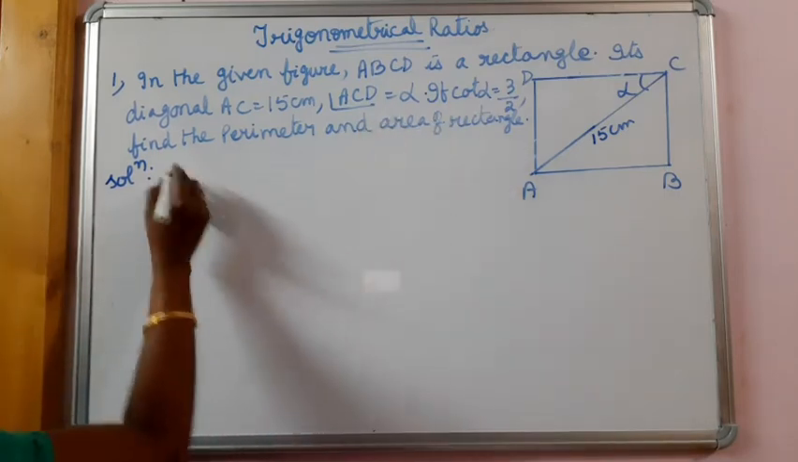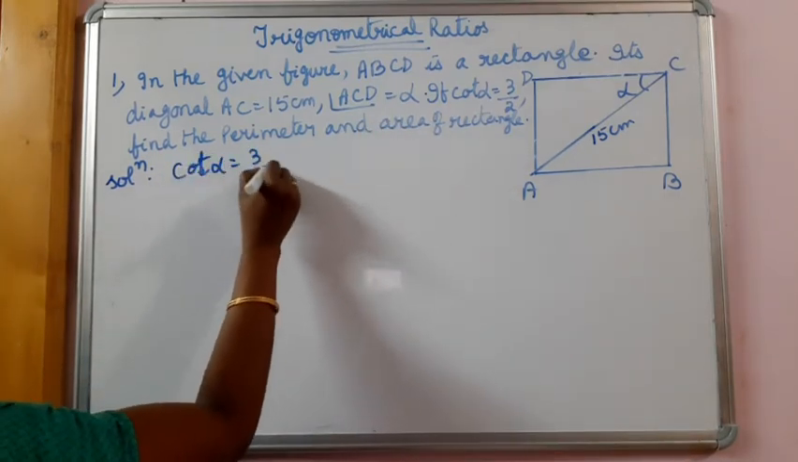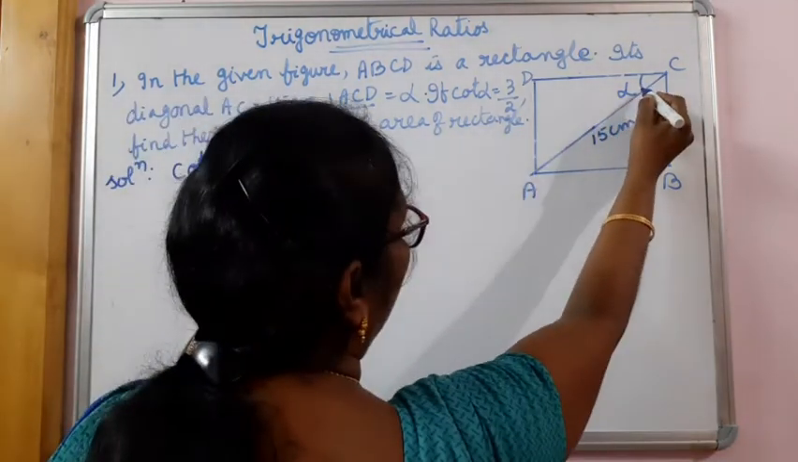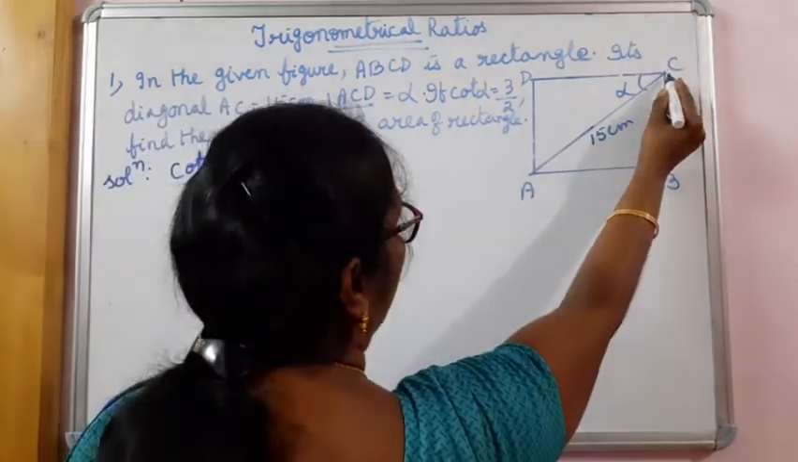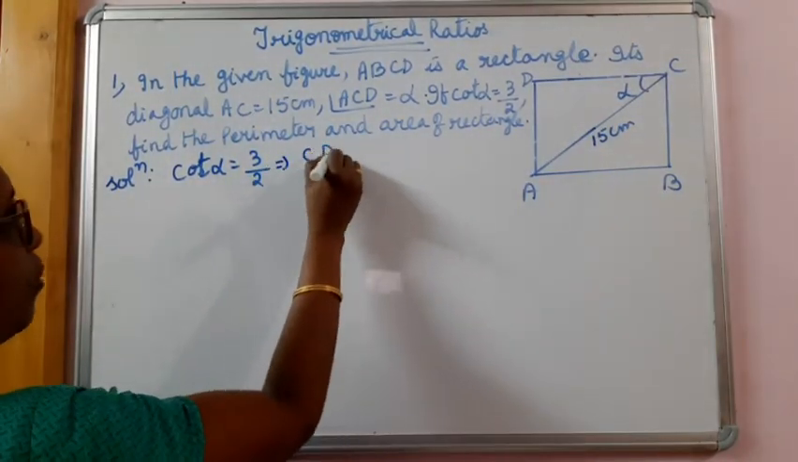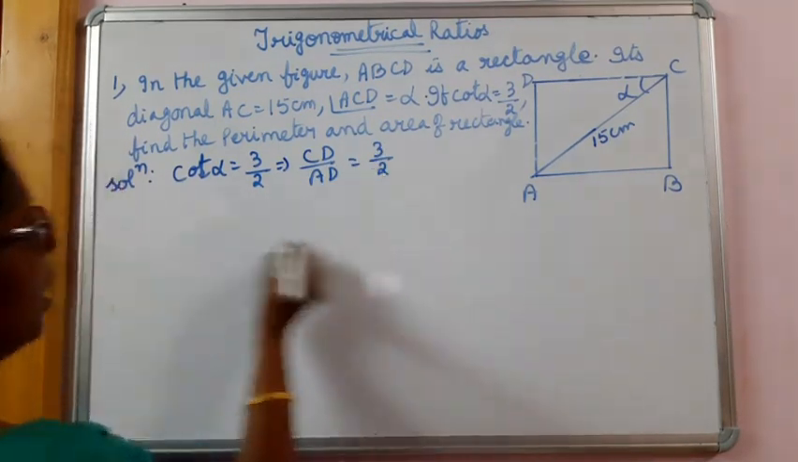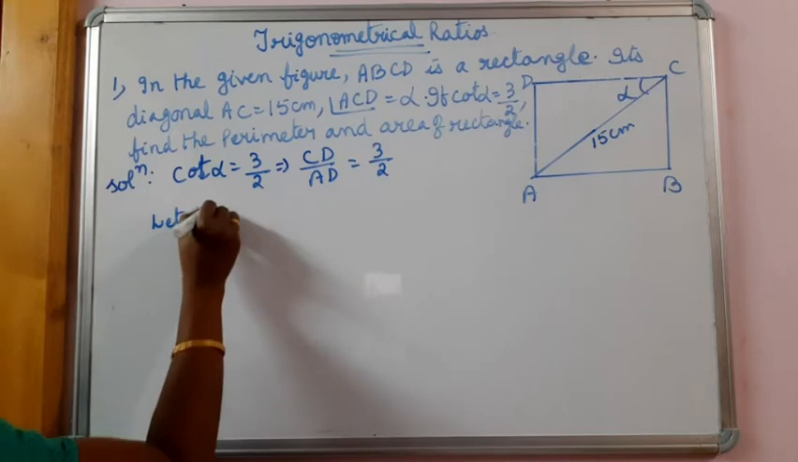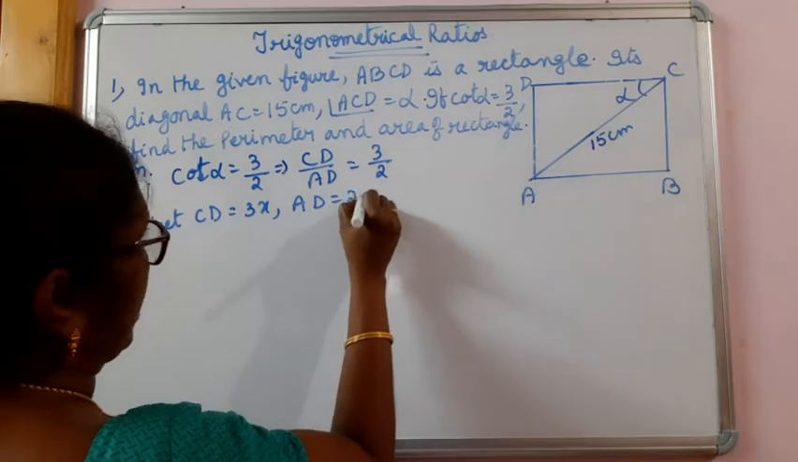At first it is given cot alpha. Cot alpha is 3 by 2. For this angle alpha, cot alpha is adjacent side by opposite side. Adjacent side is CD, opposite side is AD. That is equal to 3 by 2. That means let us take CD as 3x, AD as 2x.